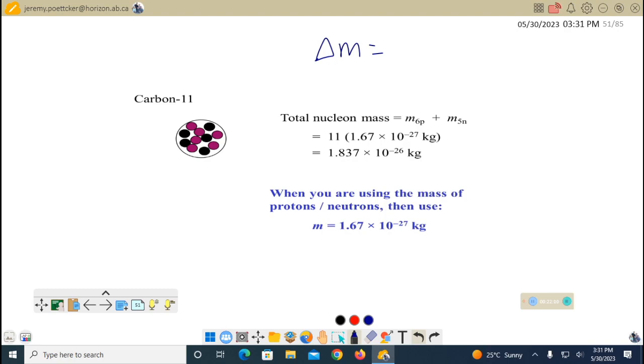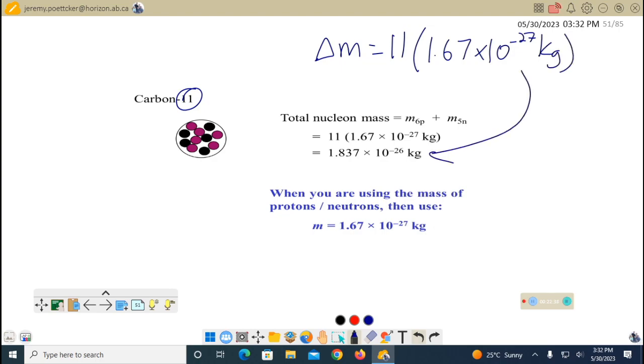Now, the great thing about this is this is carbon-11, and if you look on your data sheet, even though there's 6 protons and 5 neutrons, protons and neutrons have the same mass. So we can just go carbon-11, 11 times 1.67 times 10 to the negative 27 kilograms. Multiply that out, that's what we get here, 1.837 times 10 to the negative 26 kilograms. Now, for finding the nucleon mass, we use this value.